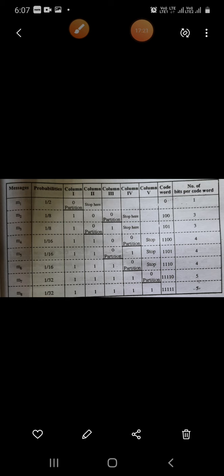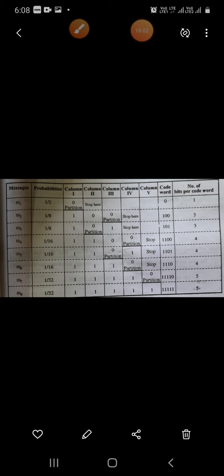The number of bits per code word we write in the last column of the table. For M1 the number of bits per code is 1. Similarly for M2, as it is 100, the number of bits for the code word is 3. For M7, the code word is 11110, so the number of bits is 5. Similarly the code word for M8 is 11111, so here also the number of bits per code word is 5.